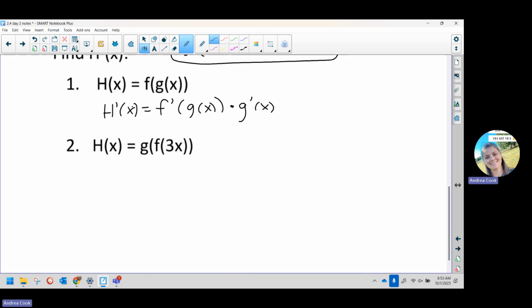Yes, perfect. Yes, exactly. Very good. Okay, so number 2. Also not a product rule. That's a chain. This is a double chain rule.